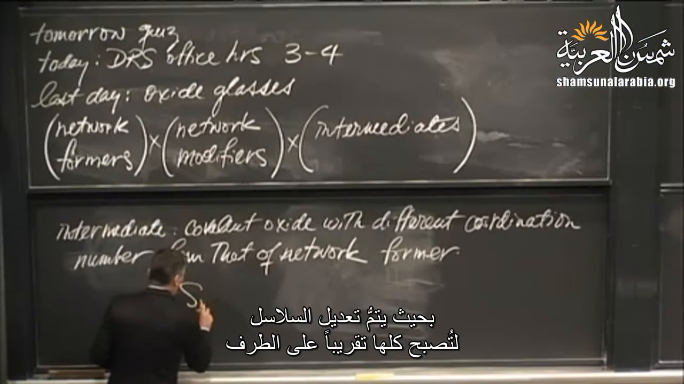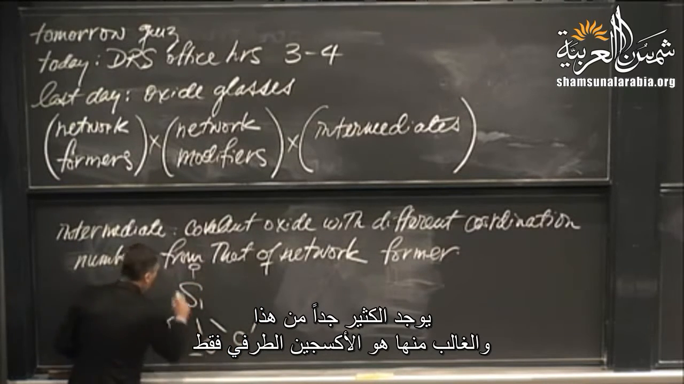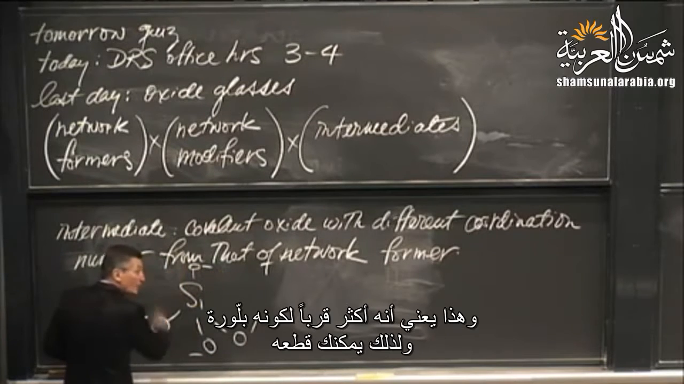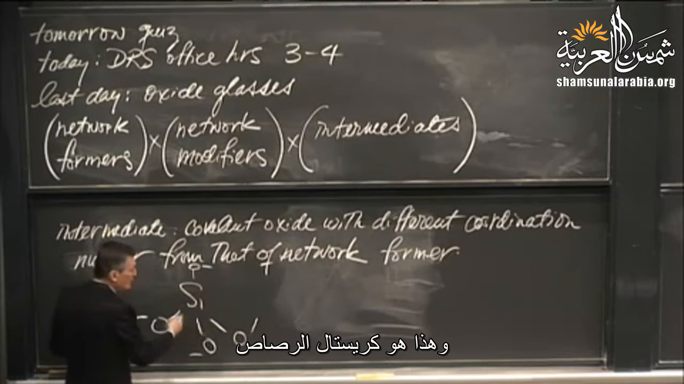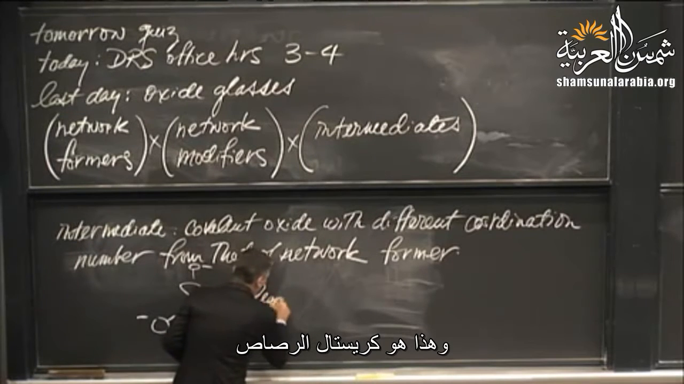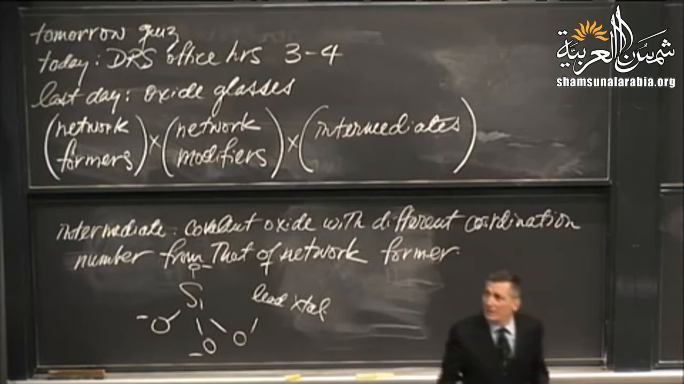So the chains are modified to the point where they're almost all terminals. There's very little of this, and most of it is just terminal oxygens. And that means that it's more nearly crystalline, and therefore you can cut it, and this is the lead crystal. Lead crystal has that high value. So you can see how that comes out.